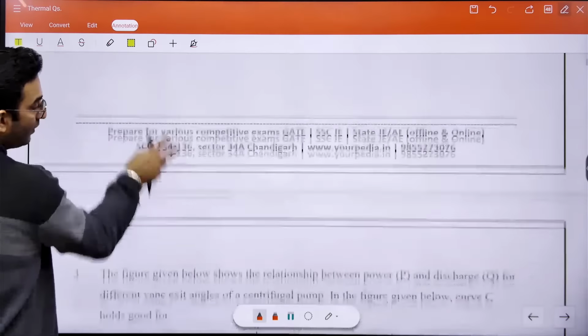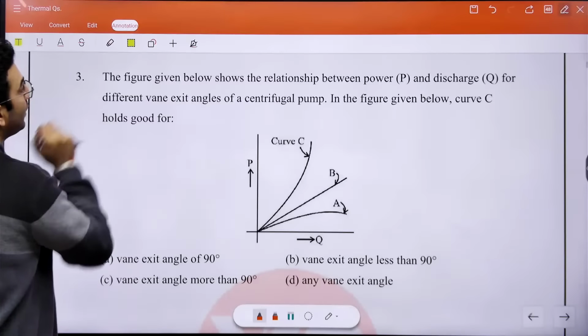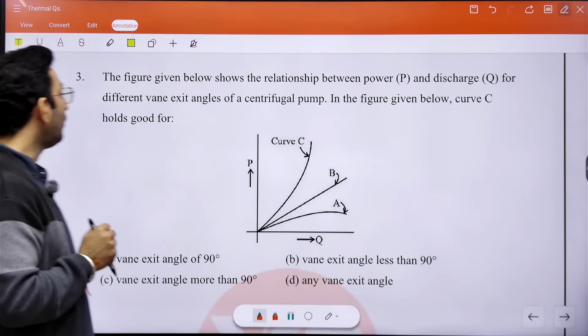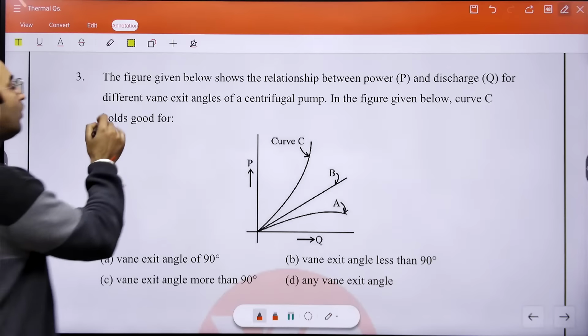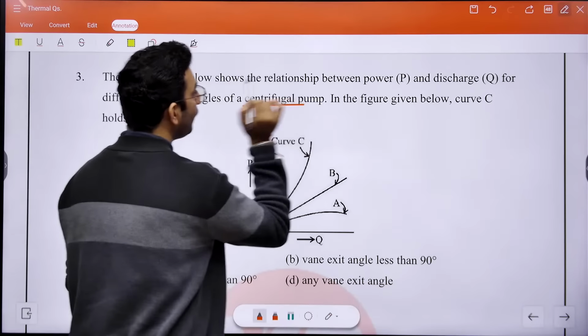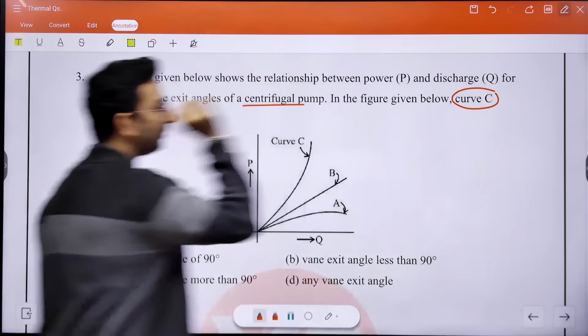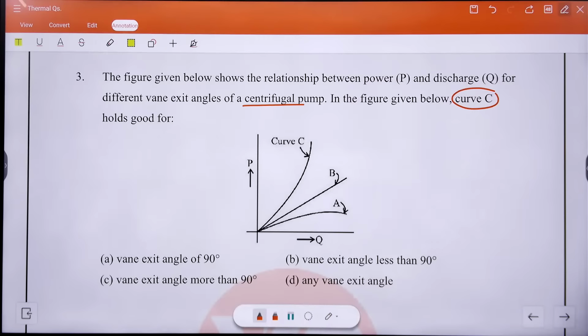So here we have the next question. The figure given below shows the relationship between power and discharge for different vane exit angles of a centrifugal pump. In the figure given below, the curve C holds good for which case?